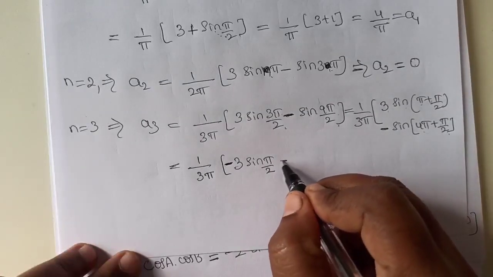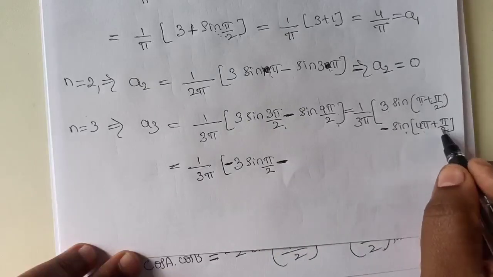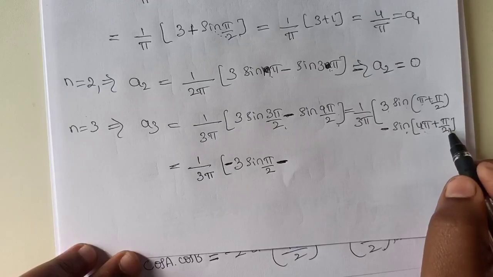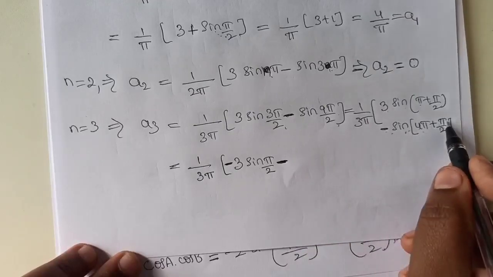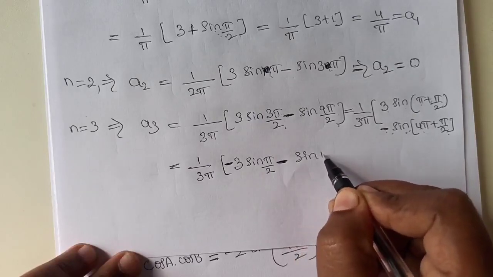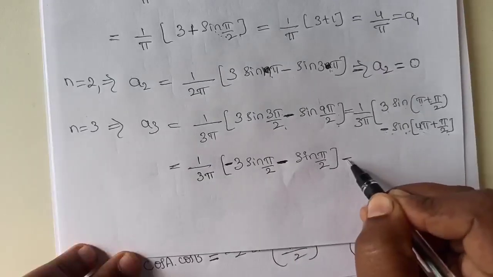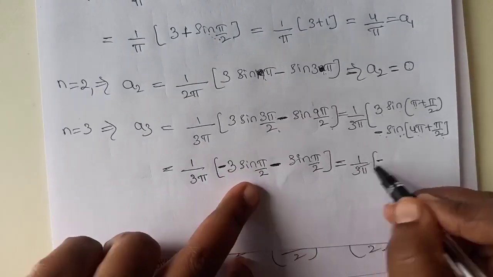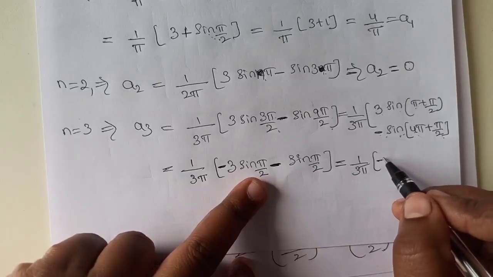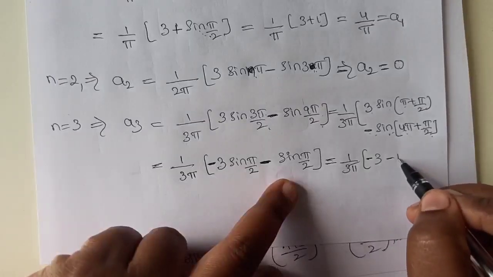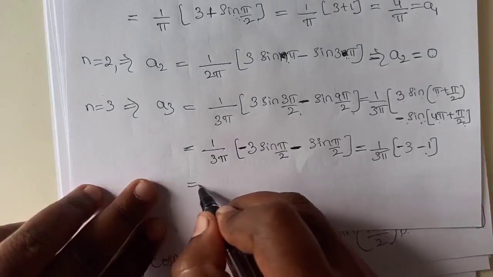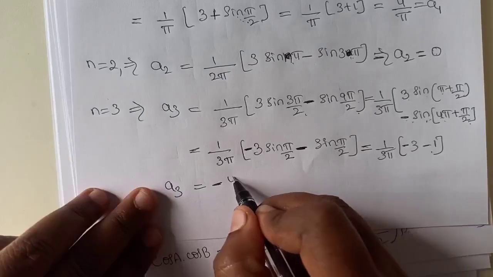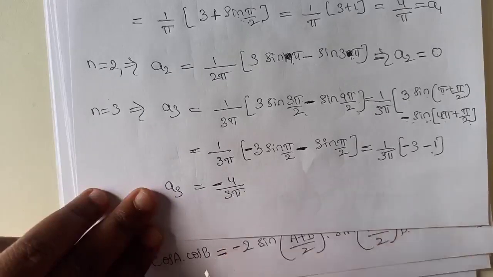Next, minus 1 sine of 4 pi plus theta. We know that sine of 2n pi plus theta is equal to sine theta only. Therefore, we get sine of pi by 2 only. Simplifying this one, we get 1 by 3 pi, minus 3 into sine of pi by 2 is equal to 1, minus 3, again minus 1, we get a3 is equal to minus 4 divided by 3 pi.